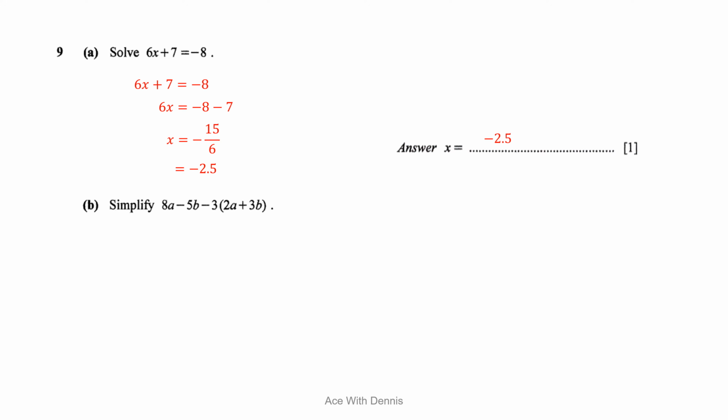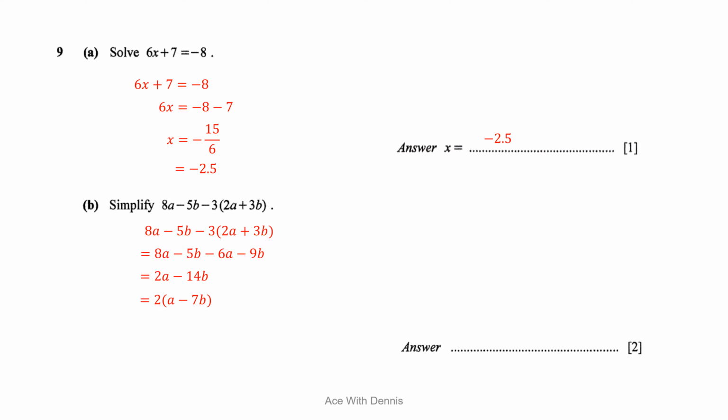B. Simplify 8a minus 5b minus 3 bracket 2a plus 3b. 2 marks. Okay, so given the expression 8a minus 5b minus 3 bracket 2a plus 3b, we expand the bracket first and we get 8a minus 5b minus 6a minus 9b. Simplify further, we get 2a minus 14b. And we can factorize the 2, which becomes 2 bracket a minus 7b. Hence, 2 bracket a minus 7b is the answer.